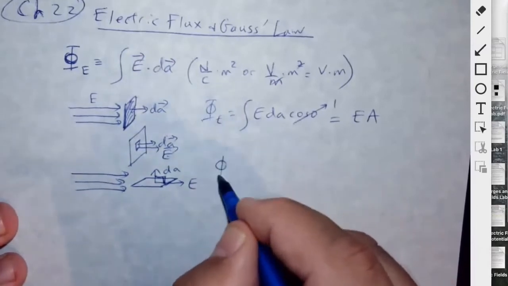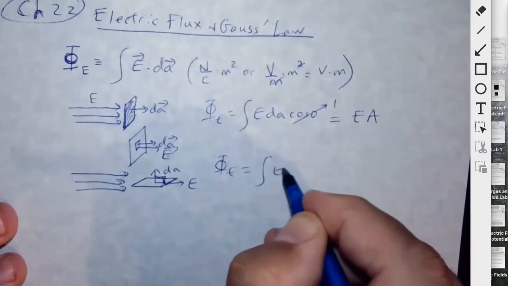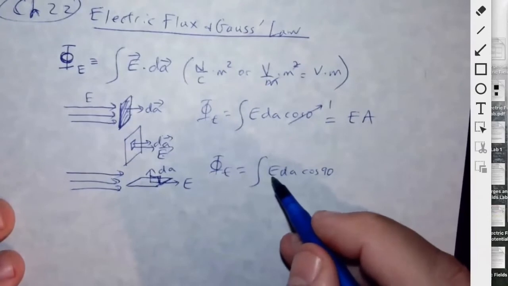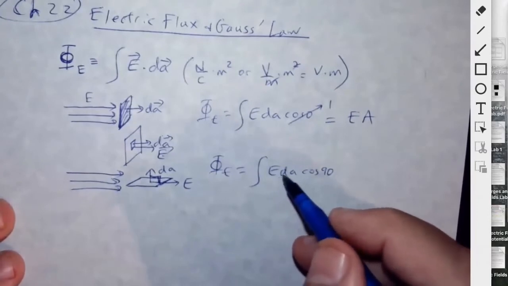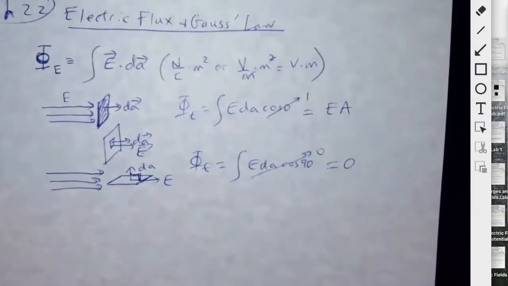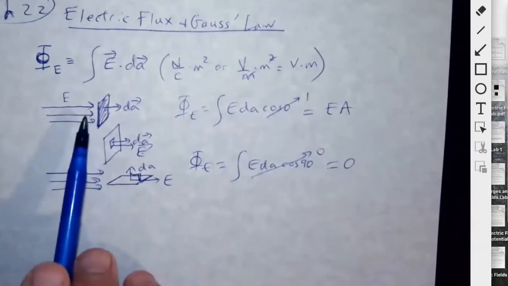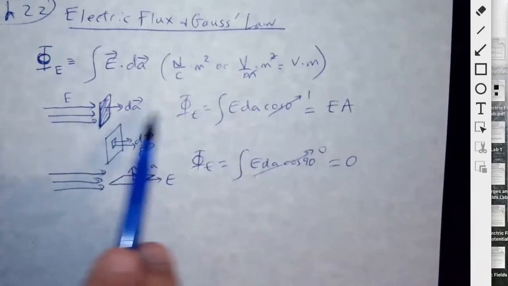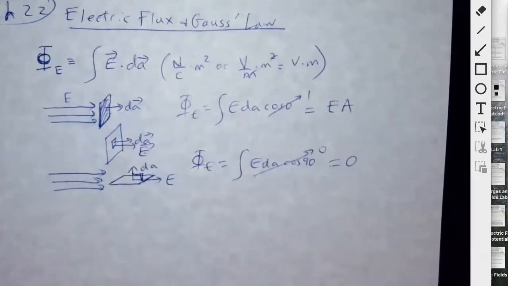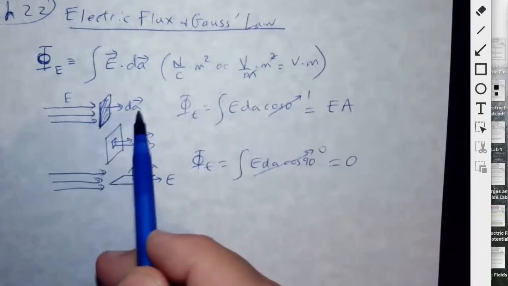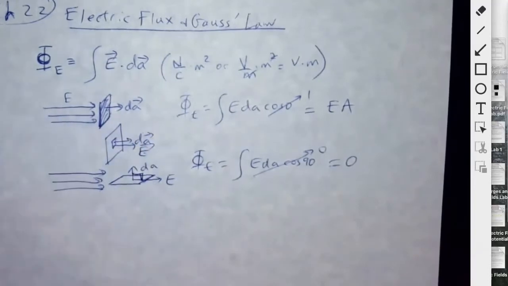So E dA, then it's going to be cosine 90. In that case, it doesn't matter if the E is uniform or not, because this is just 0 and the flux is 0. So flux is measuring, therefore, how many lines of electric field penetrate through that surface, or we can also say cut through that surface. It's the measure of the electric field that's actually crossing that surface.